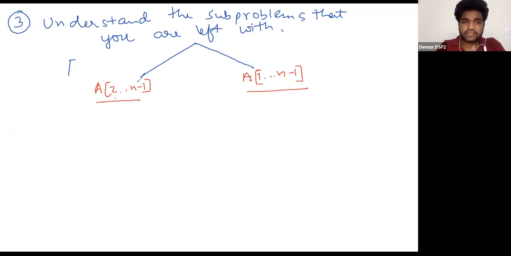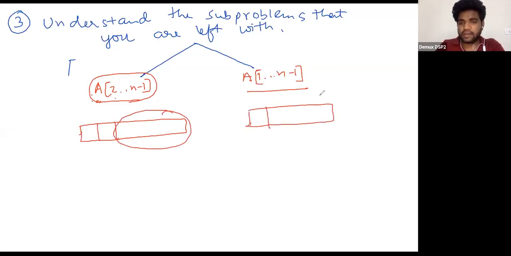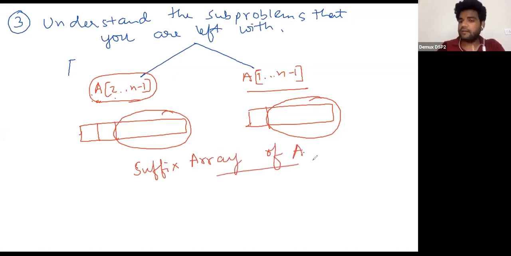Now the next thing is, try and understand the relationship of this sub problem with the original problem. So your original problem was the entire array. What is the sub problem that you are left with? You are left with this in this case, and in this case you are left with this, right? So the sub problem that you are left with in both the cases is a suffix array of the original array, right? Everyone understands this?